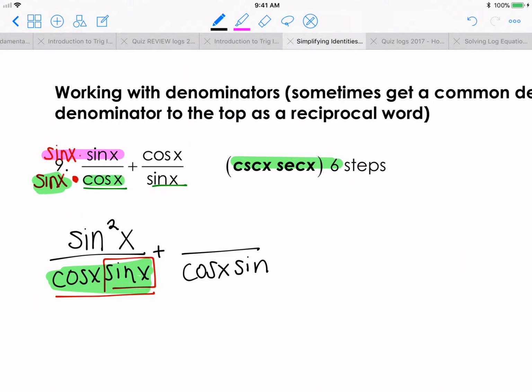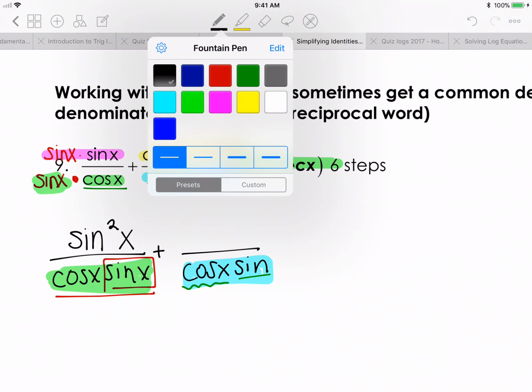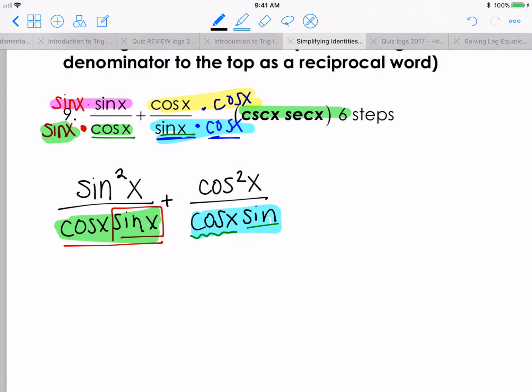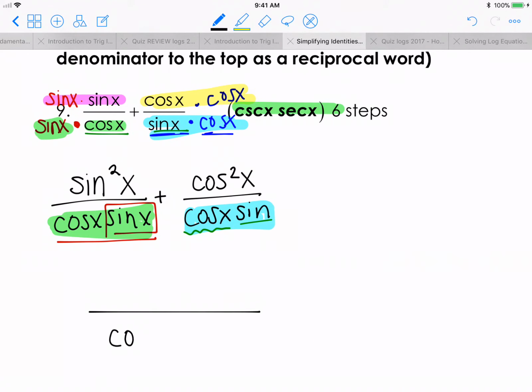So we're going to do the same thing to the second fraction. This time it has sine, so sine's already represented here, but we're missing the cosine. So that means we have to multiply cosine to the denominator and to the numerator. So sine x times cosine x gives us this cosine x sine x right there. Now we've got to multiply the numerators. So cosine times cosine is going to give us cosine squared x. So now we have common denominators. At this point, we can write them as one fraction.